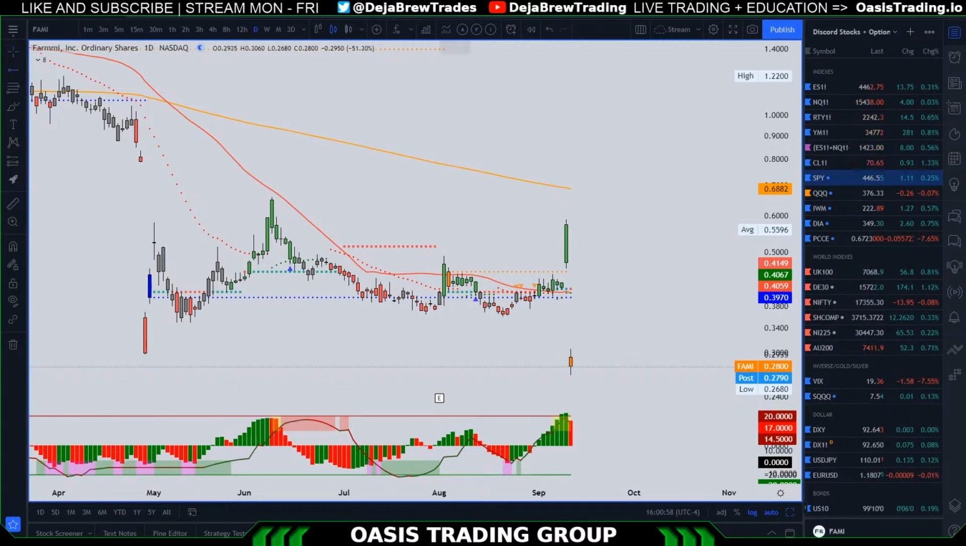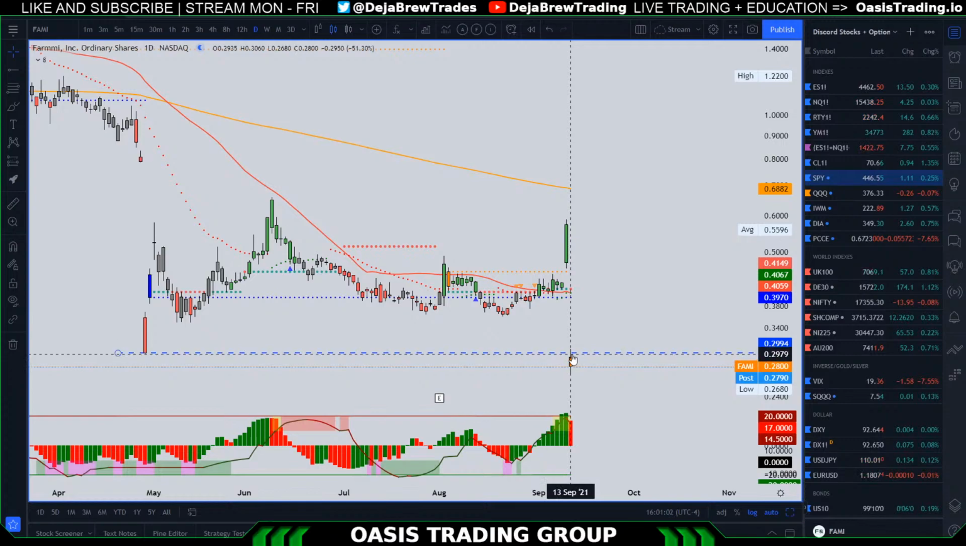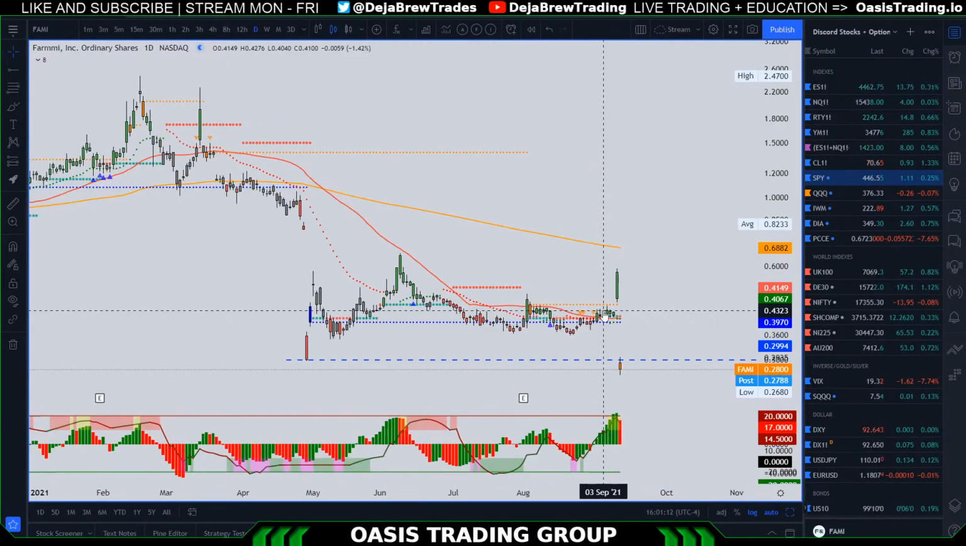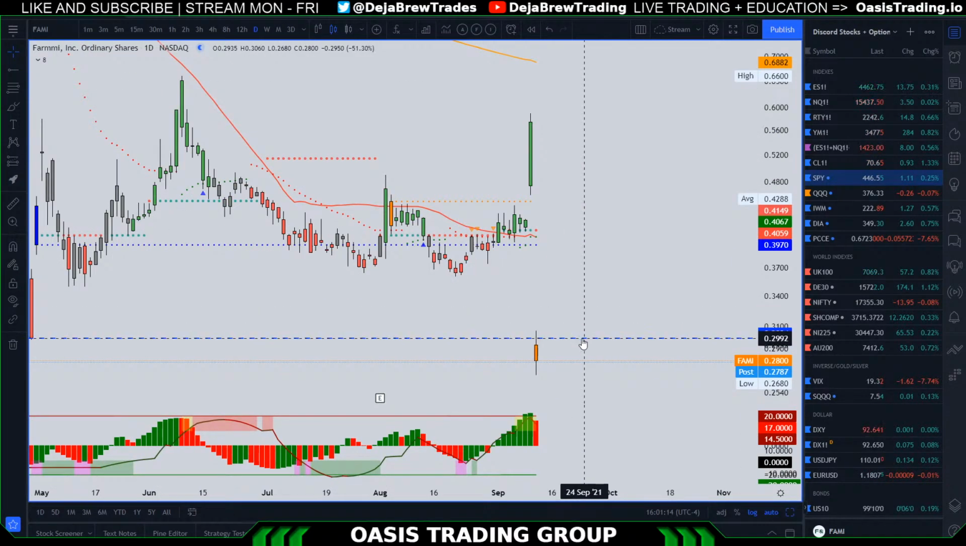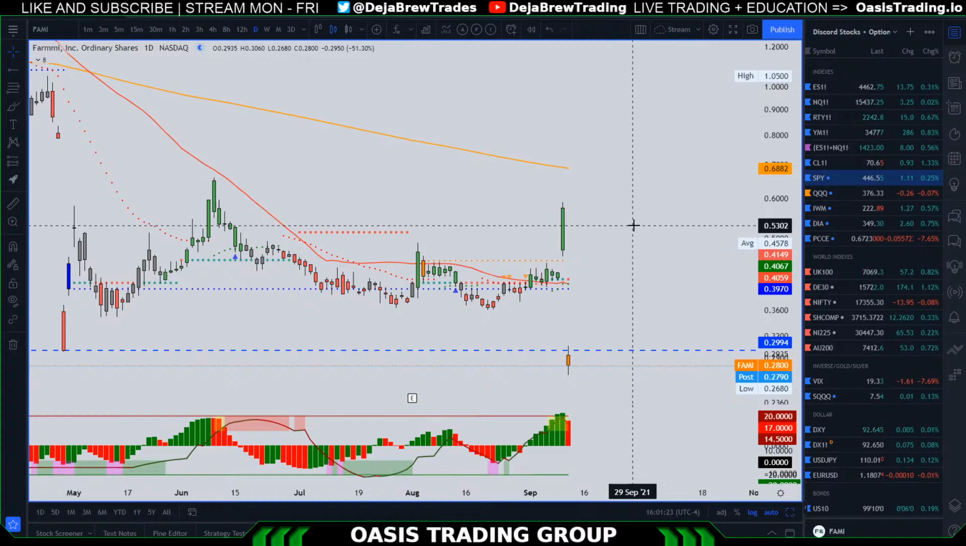You have a very clear level being lost. This low right here. Retested it on the pump today, and then we failed. So if it can't get back above that level, it's just going to bleed out basically to zero. That's a very key support that it needs to reclaim. If it reclaims that level, then you can start talking about going for somewhat of a gap fill, but not much I can say about that stock there.